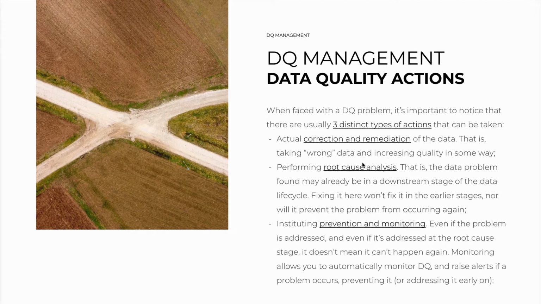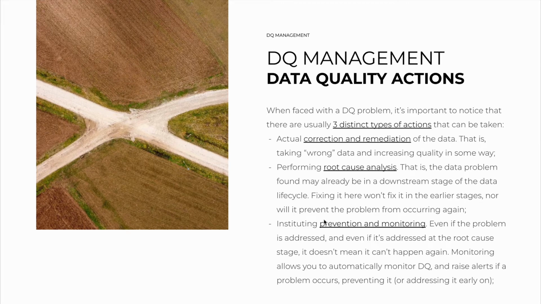The second option is to perform root cause analysis. And this is because the data problem that we found may already be in a downstream stage of the data lifecycle. In other words, fixing the problem here is not going to magically fix it in the earlier stages, nor will it prevent the problem from actually occurring again, because we didn't handle the source. So that's exactly what we do here.